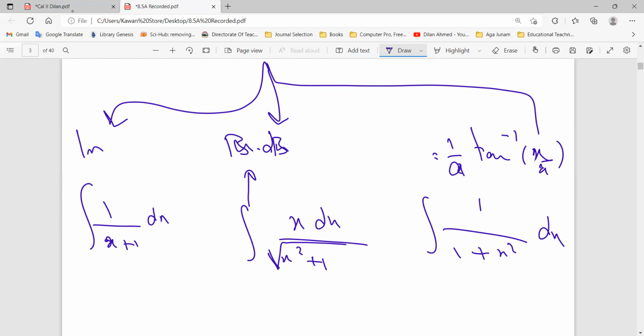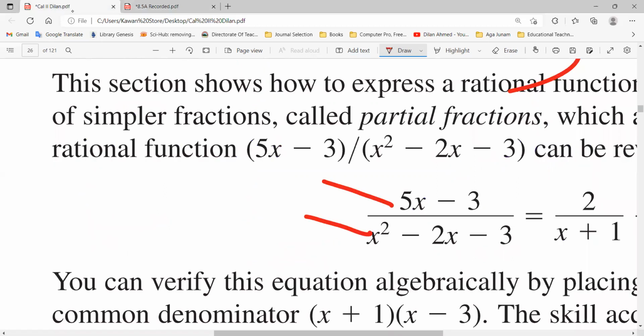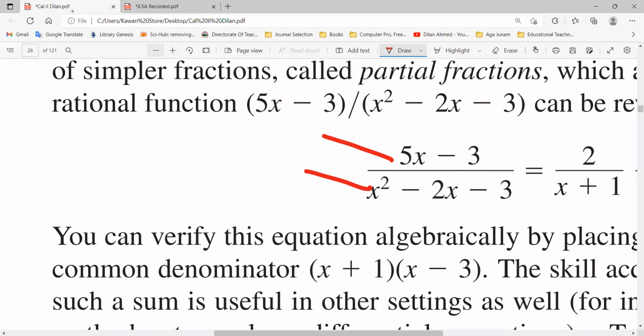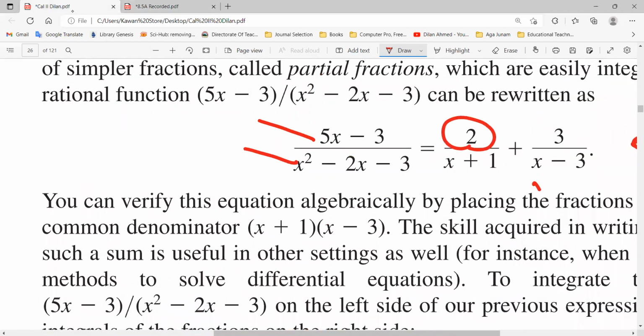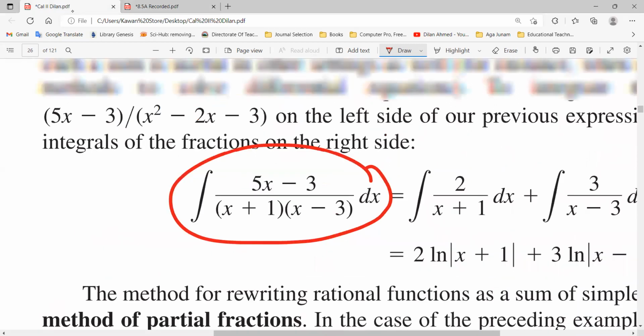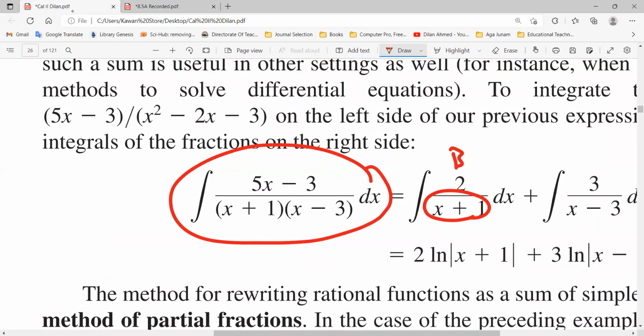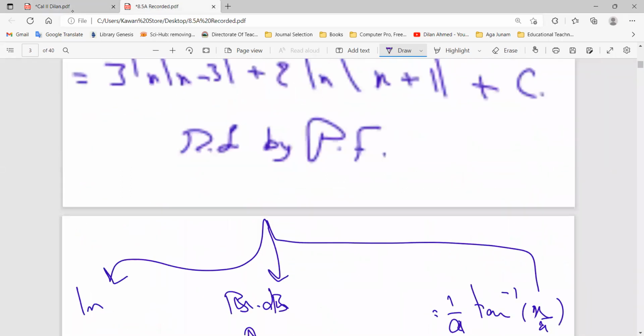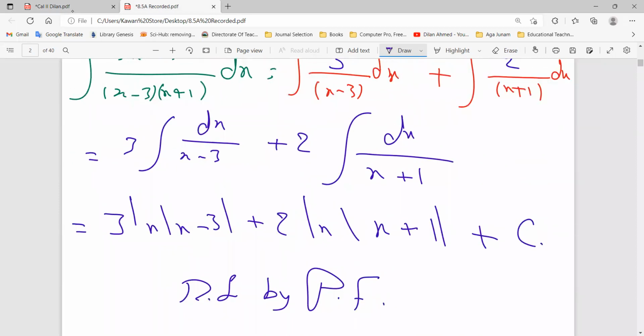You got it? So we need to review all these things together. Here's the first example. Here A is 3, B is 2, and it does not make a change because here's A with x minus 3, here's B with x plus 1. And if you swap A and B, it's okay because here's B over x plus 1, here's A with x minus 1, which we solved before, and we got the same A and B.